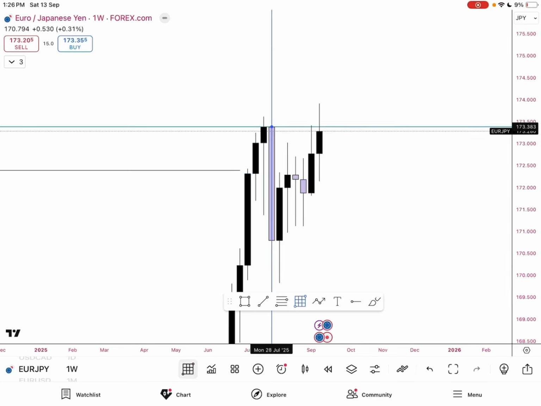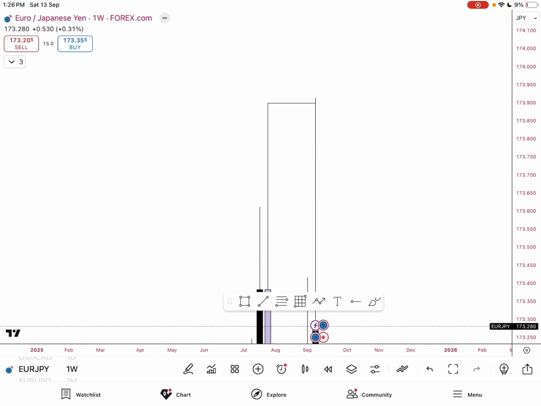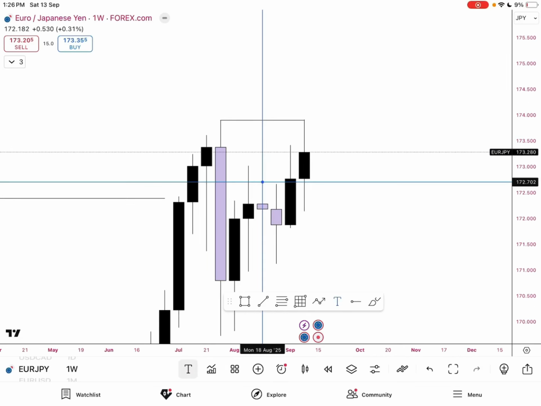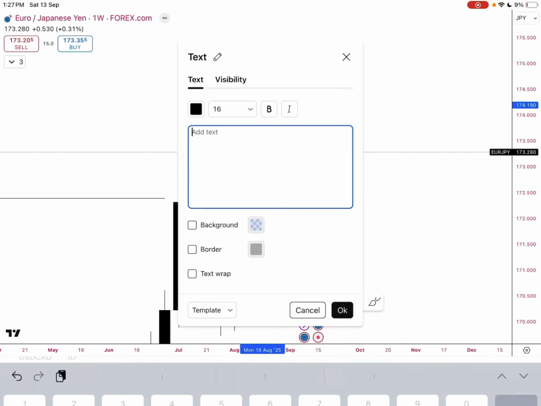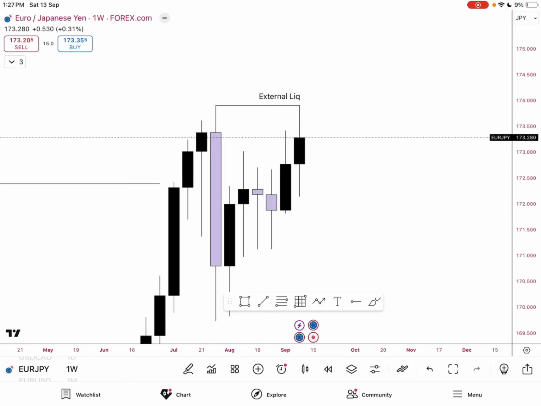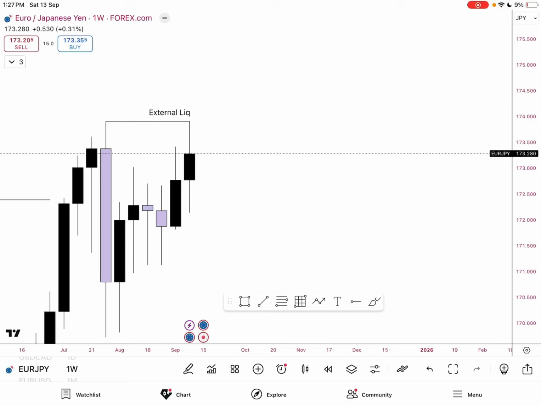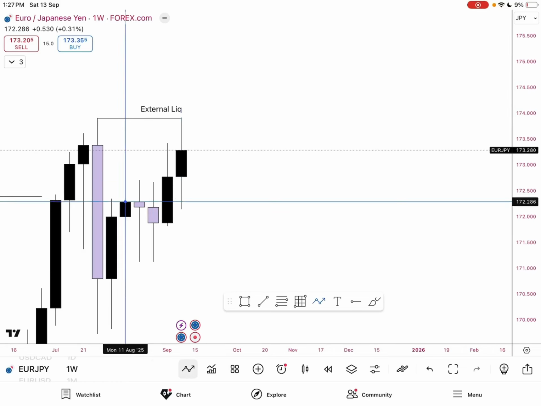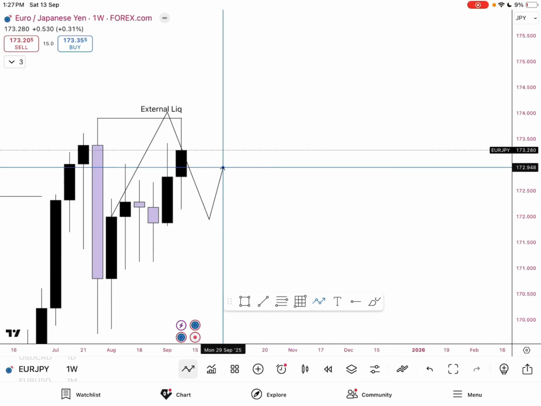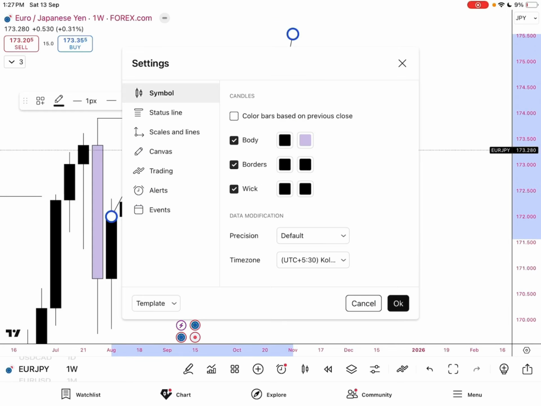Here you can see this weekly high has been taken out. So the external liquidity has been taken out here. What I told you is that if the external liquidity has been taken out, price will retrace. Then after that, when internal liquidity has been taken out, price will expand.